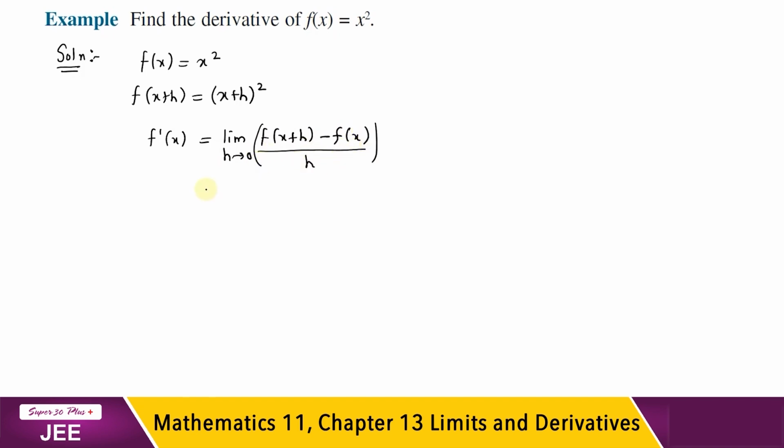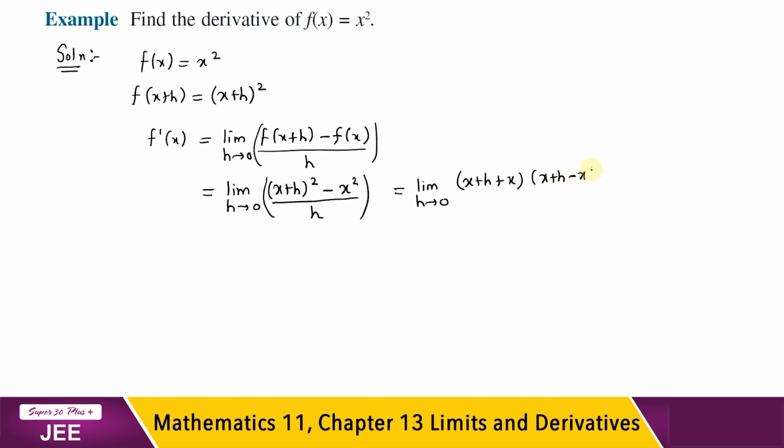Alright, according to the first principle of derivatives, this can be written as limit h tending to 0 of (x plus h) whole square minus x square, whole divided by h. Now we can use the identity of a square minus b square. So we can write it as limit h tending to 0, a square minus b square is (a plus b) multiplied by (a minus b), and this is divided by h.